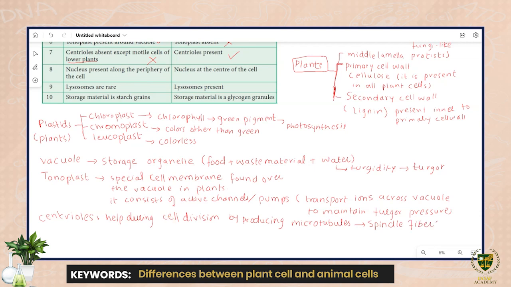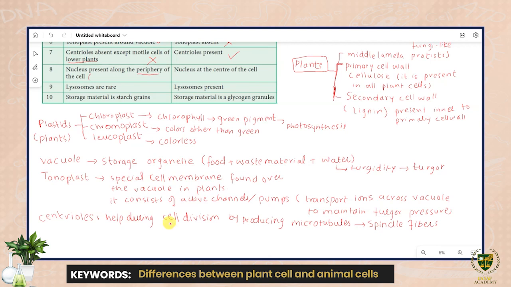Spindle fibers, dear students, help in the equal distribution of chromosomes during the mitotic phase. Now the next one is the nucleus, dear students. I have discussed earlier that the nucleus is present along the periphery of the cell. Nucleus in the periphery, why, dear students?